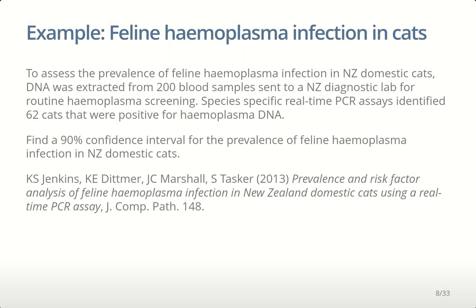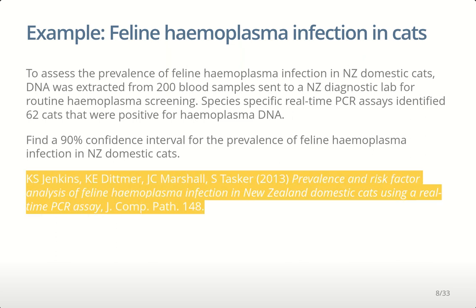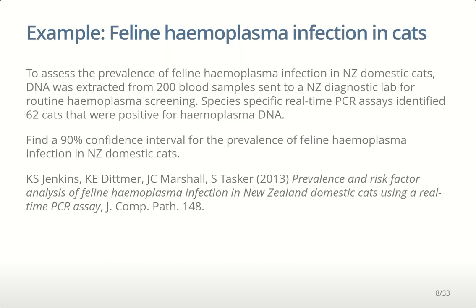So here's an example. We've got feline haemoplasma infection in cats. Here's the paper if you want to read it. It's getting a little bit old now. But the idea was to assess the prevalence of feline haemoplasma infection in New Zealand domestic cats. So DNA was extracted from 200 blood samples sent to NZVP, the diagnostic lab, for routine haemoplasma screening. And then I think it was Catherine Jenkins here, did a bunch of real-time PCR assays along with Kieran Dittmer, who you probably know, and identified 62 cats out of the 200 that were positive.